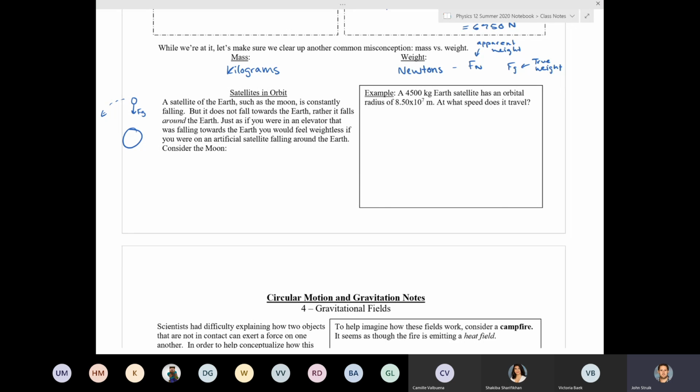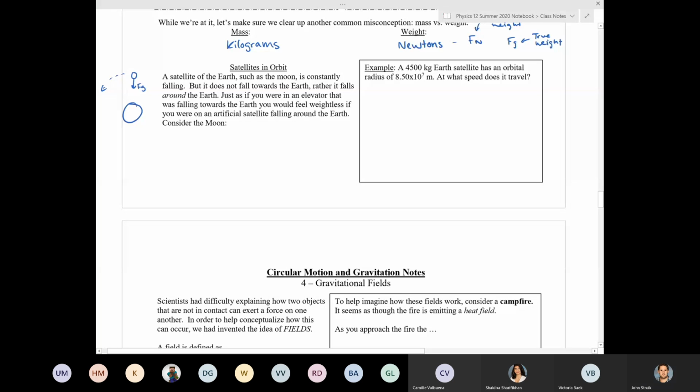So if we apply this to satellites, the FC will equal FG of the moon and the Earth. So if we apply this, the FC acting on the moon will be the mass of the Earth times the mass of the moon. And if we wanted to know the speed, we'd go v squared over r equals G M Earth times M moon over r squared.